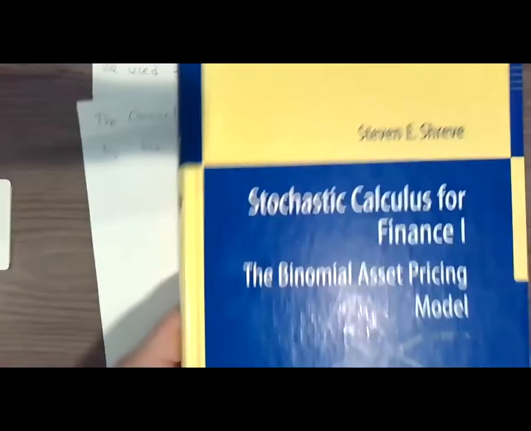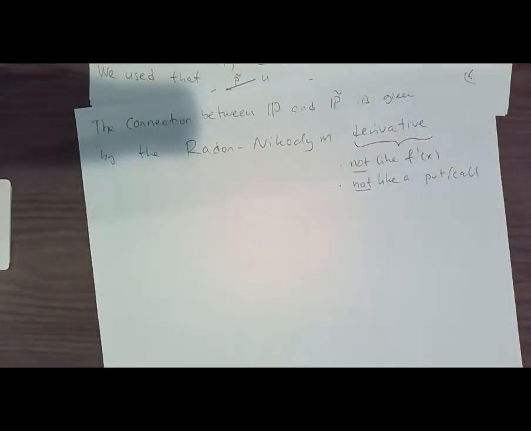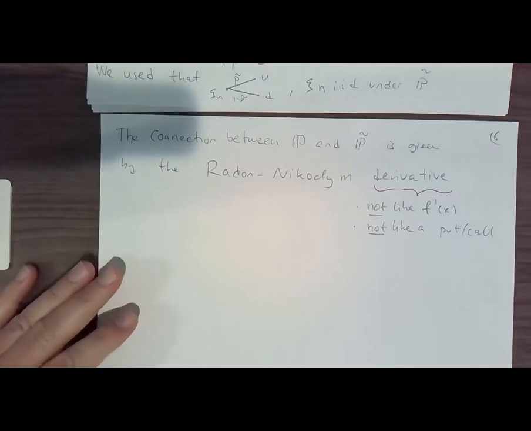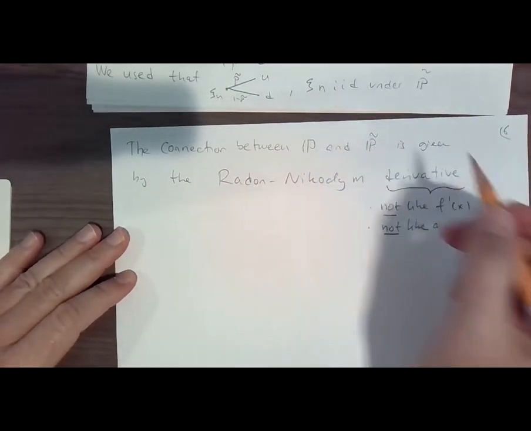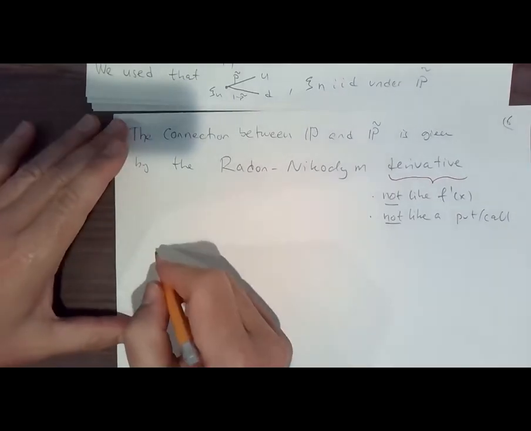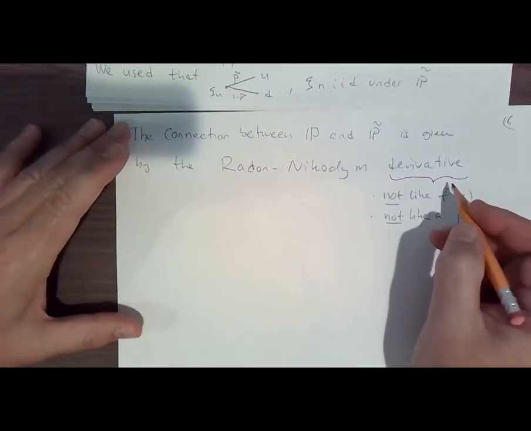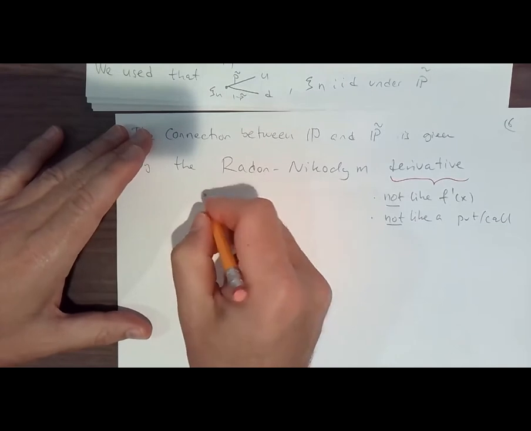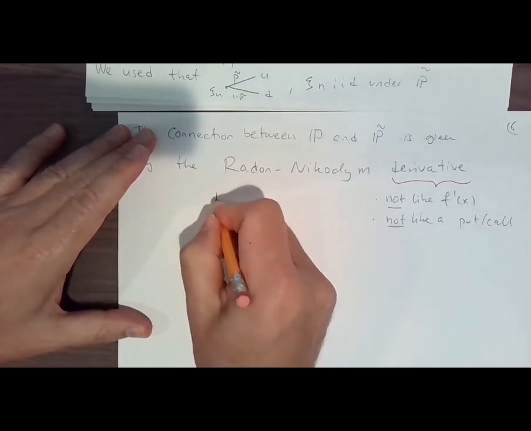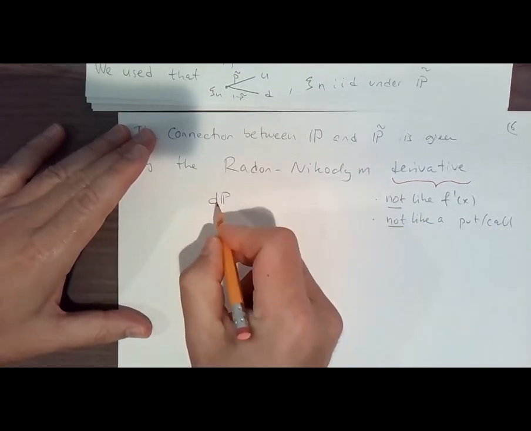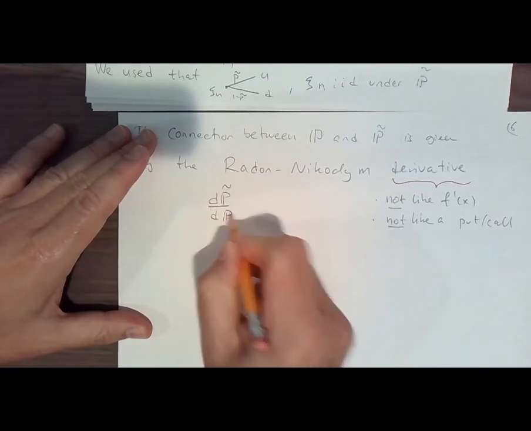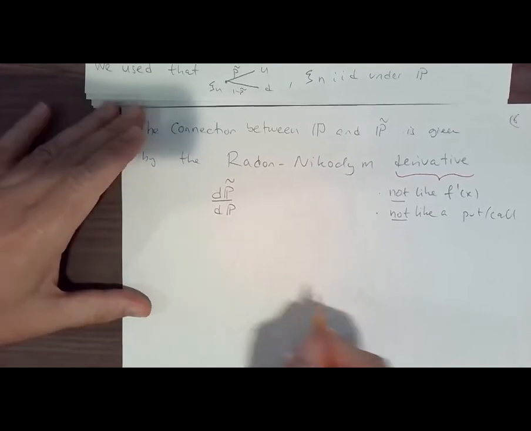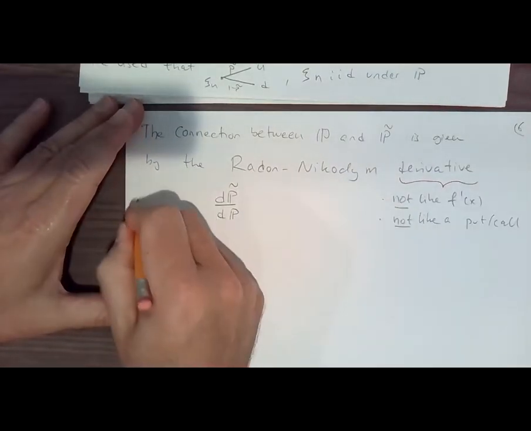So I want to talk to you guys about what a Radon-Nikodym derivative is. A Radon-Nikodym derivative is this connection between P and P tilde. The notation is dP tilde dP. This is the notation.